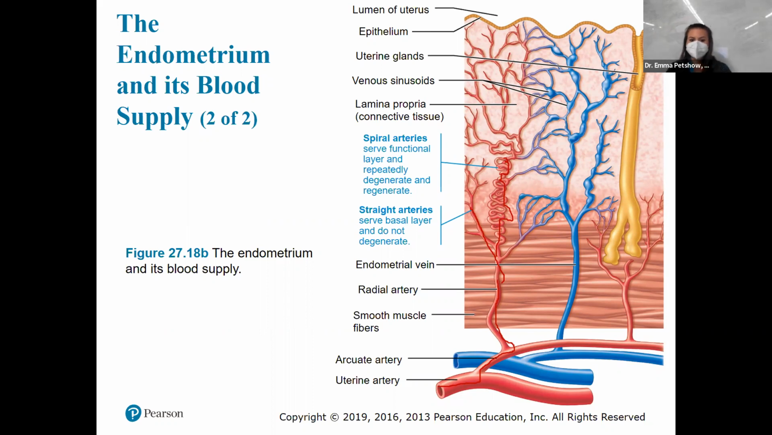Correct. They're going to repeatedly degenerate and regenerate. Every cycle, they're going to go away when they get shed off during menstruation, typically. And then they're going to regenerate from straight arteries. Straight arteries actually come from the radial artery. But straight arteries provide nutrients and support to the basal layer. Therefore, they're not shed off every month.